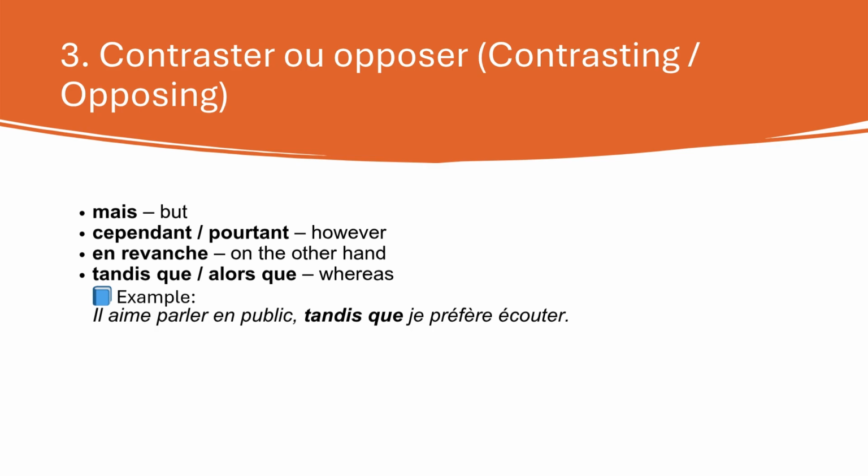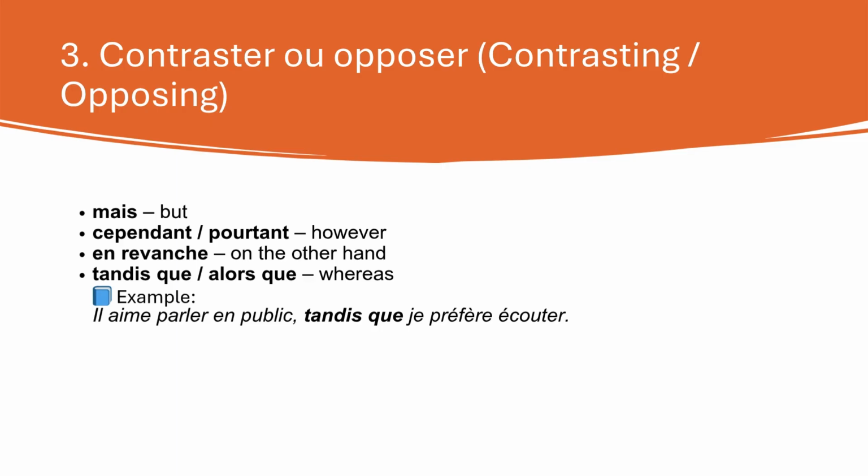Now, in the third part, we're going to learn the connectors for contraster ou opposer, meaning contrasting or opposing connectors. The first one is mais, which means but. Or you can use cependant or pourtant, which means however. Or you can use en revanche, on the other hand. Or you can use tandis que or alors que, which means whereas.